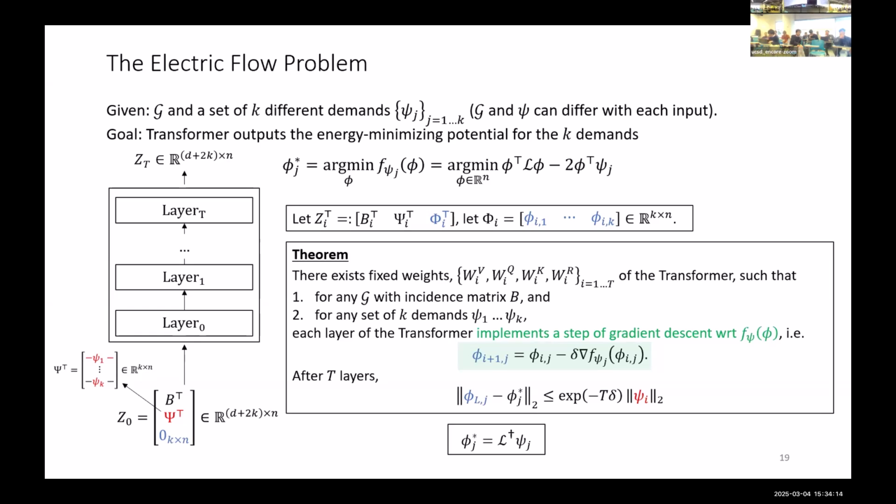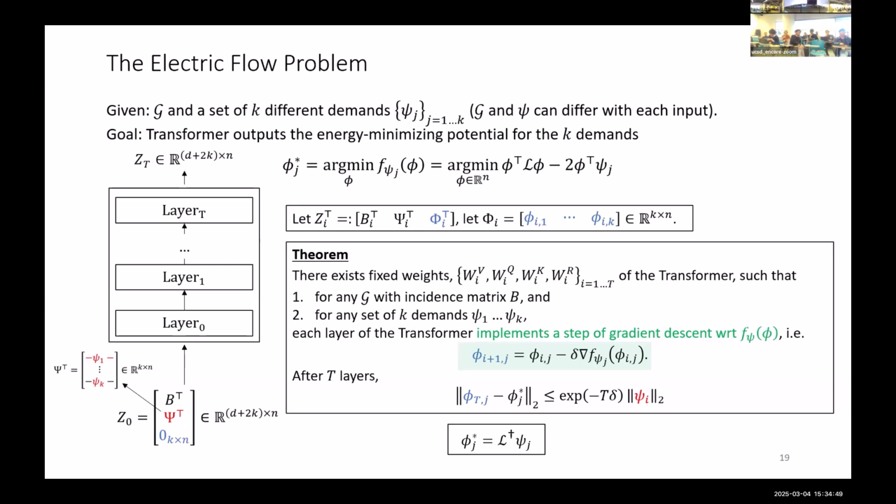Okay, after T layers, the difference between the transformer's output and the optimal solution contracts as e to the minus T times some delta, which is the step size. And the optimum solution of this electric flow problem is actually pretty simple to write down. Right? It is L inverse times your demand.